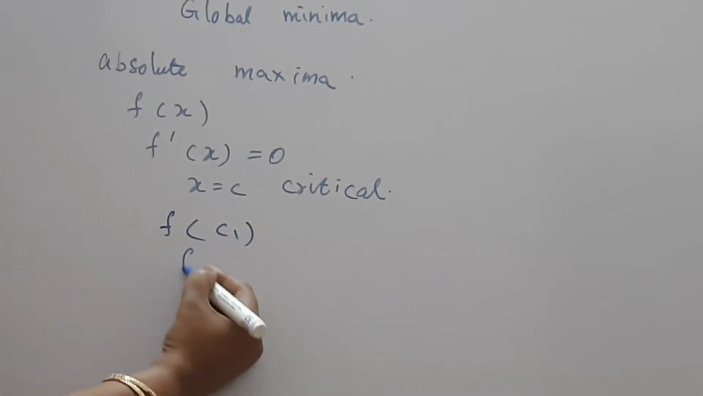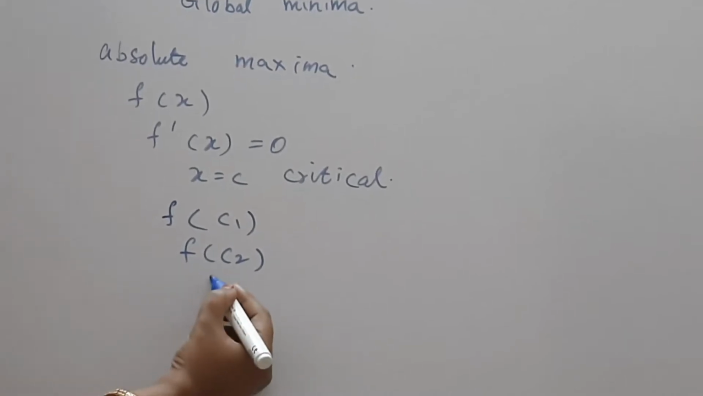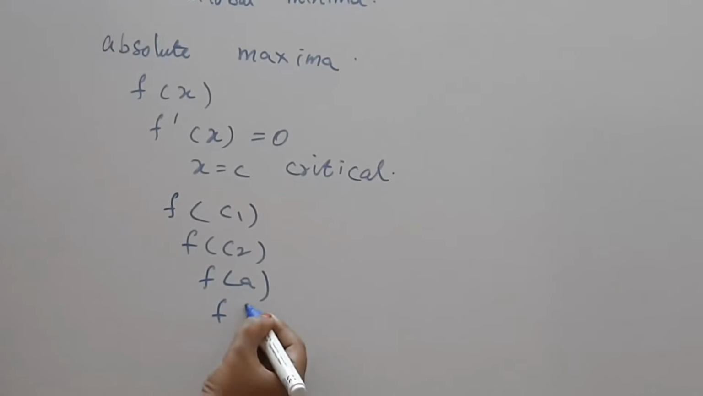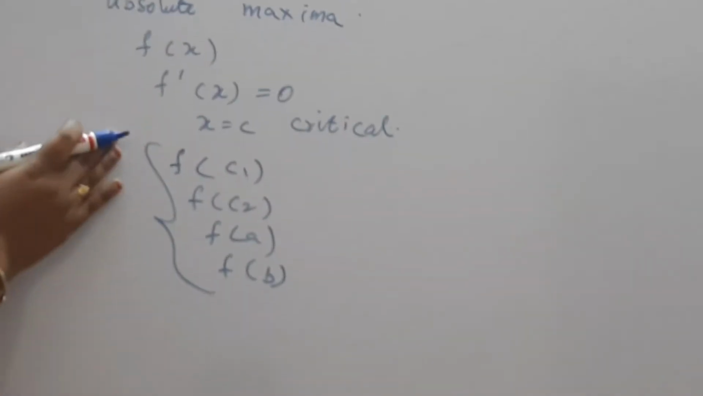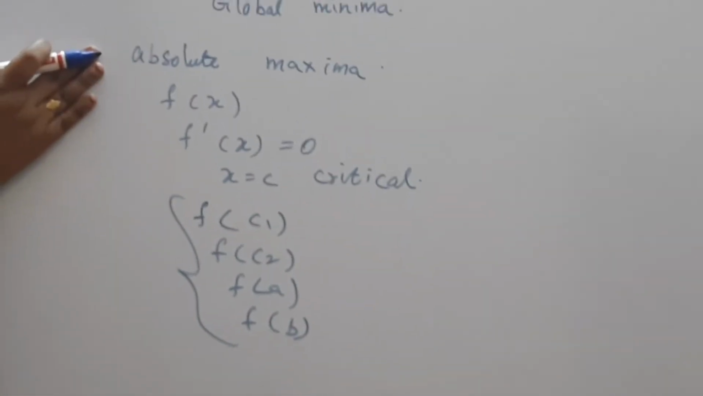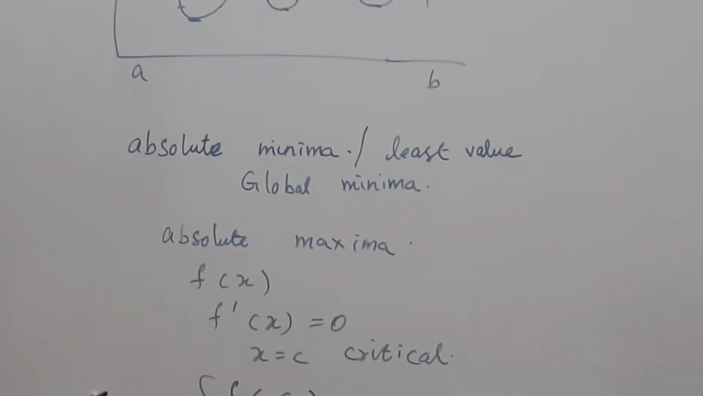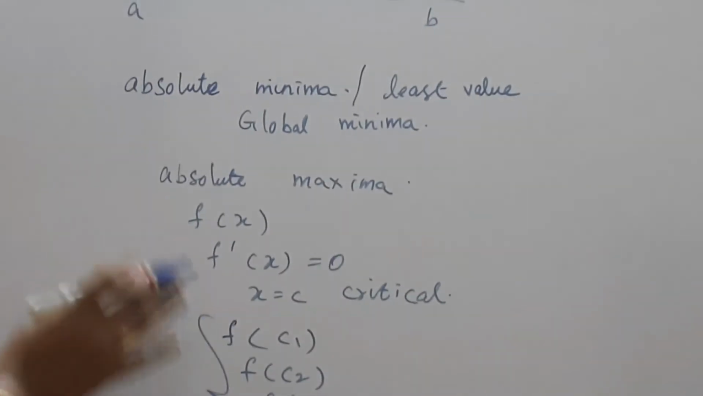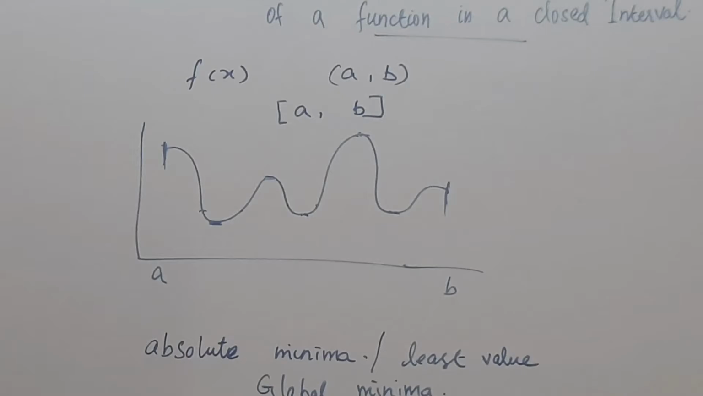We can directly find the value of the function at the points. Say if you have 2 points, we can find the values of the function at the 2 points. Additionally, we have to find the value of the function at a and the value of the function at b. Among all these values, the one with the minimum value will be the global minimum, and the one with the maximum value will be the global maximum. So we are only going to find the least value and the highest value among all these values.